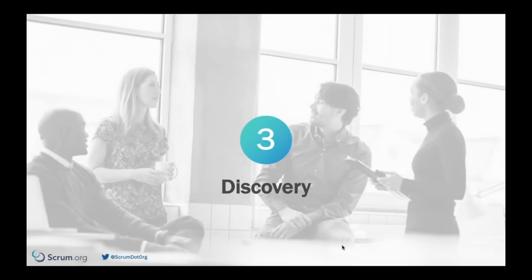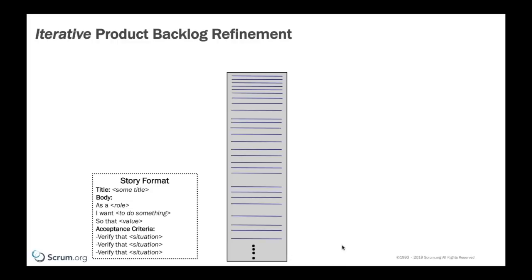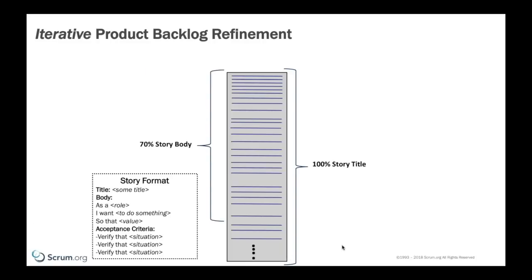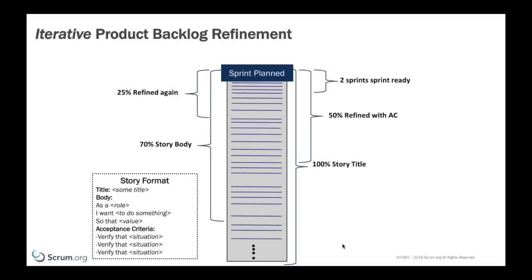So let's talk about discovery for a moment. If you've got a product backlog, 100% of that product backlog should at least have a title. Otherwise, you've got a blank card in your product backlog. Roughly speaking, and I'm just using these numbers as an example, about 70% will have some more of the body in it. You would refine another half of it with acceptance criteria. Another 25% refined again, even more details put into it. And then we've got a part of the product backlog that's ready for planning and is perhaps planned.